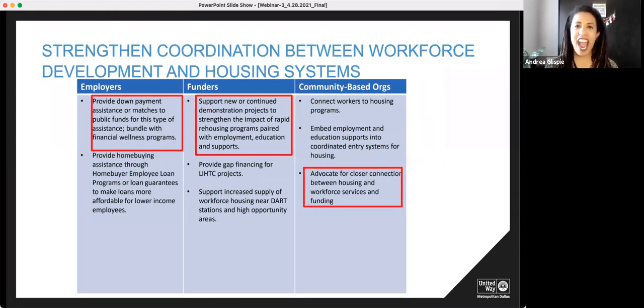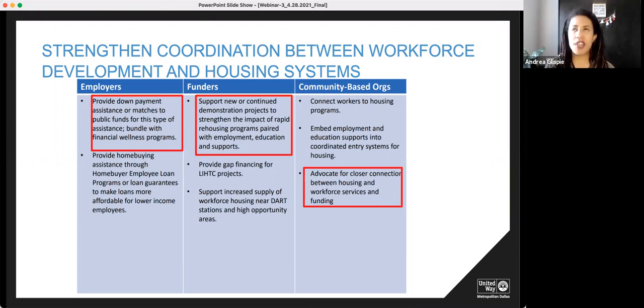And then the final recommendation, and I'll stop talking, is around, again, strengthening coordination between workforce development and housing systems. Employers in this space can do a very simple thing. Well, not simple, I guess it kind of is simple, but it costs money: they can provide down payment assistance or matches to help their workforce purchase a house or a condo. Funders can support new or continued demonstration projects to strengthen the impact of wraparound housing that's also paired with employment and education and workforce supports. And community-based organizations can advocate for closer connections between housing and workforce services.